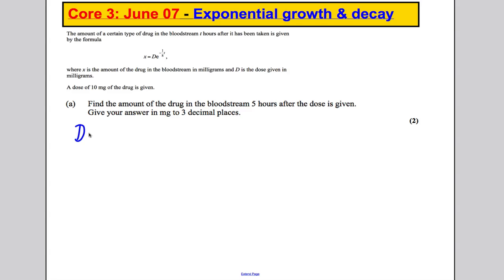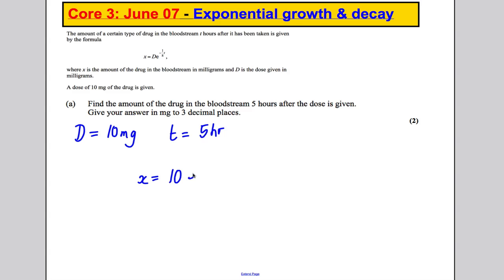You know that D is equal to 10 milligrams. You also know that t is 5 hours. So if you want to work out x, you just substitute in.